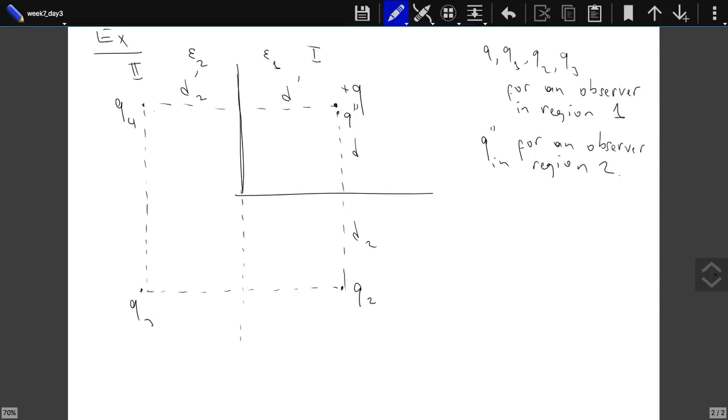Now, what should we check to see whether this is the actual configuration or not? What are the conditions? They are not conductors, by the way, so potential need not be zero. These are dielectrics. Potential is continuous. Okay, potential should be continuous.